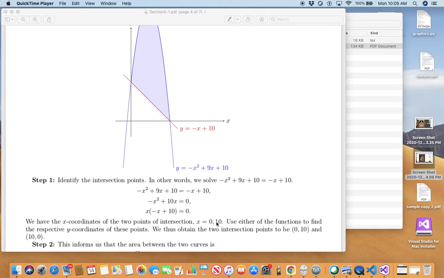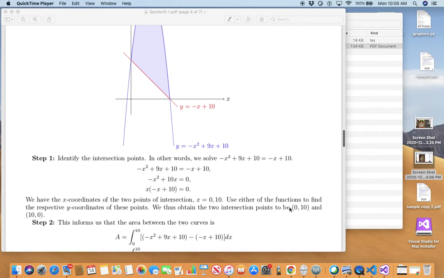When I substitute these values in either of these equations, say x equals 0, I get y equals 10. So that's my first point. When x is 10, y is 0. That's my second point. You can check here as well. So you get the 2 points: 0, 10 and 10, 0.